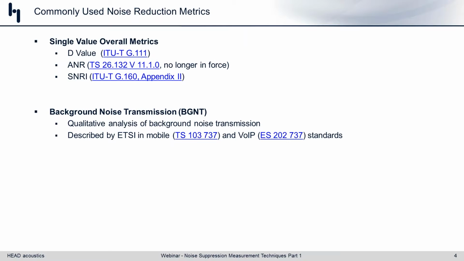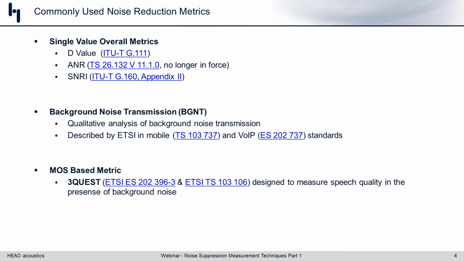It's described in the ETSI. So that's ETSI, the European Telecommunication Standards Institute, or body, that governs both mobile phones and voice over IP communications in the two respective standards. There's references there to BGNT. Additionally, we can use MOS-based metrics like 3QUEST, which also look at the speech quality element during background noise.